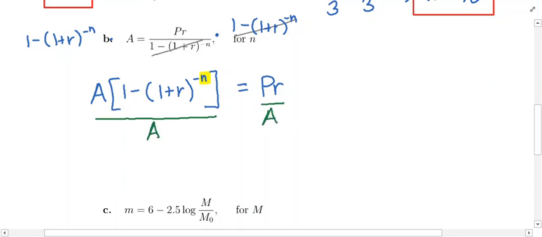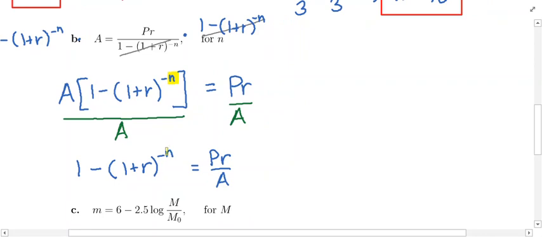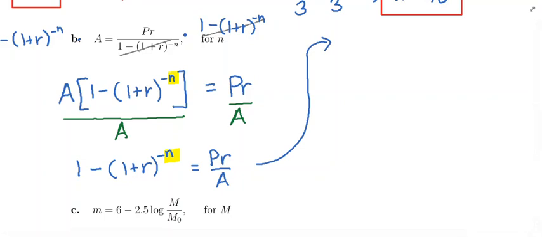So that's going to tell me that 1 minus (1 plus r) raised to the negative n power is equal to P times R over A. I'm still after the guy in yellow. Now you want to work from the outside in. This yellow piece is associated with the stuff in parentheses, so let's try to isolate the stuff in parentheses.